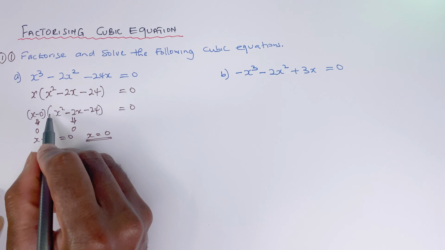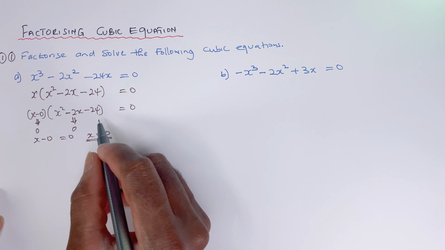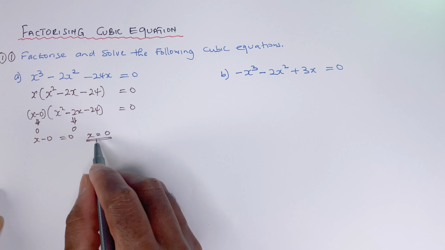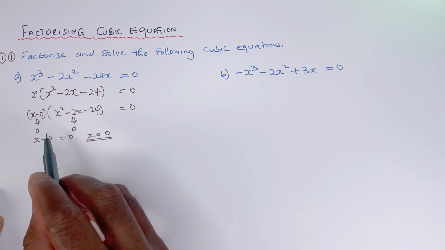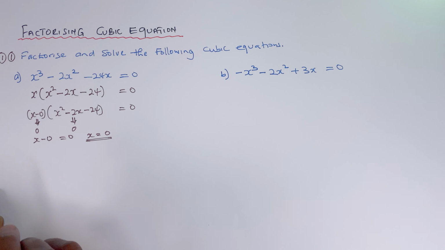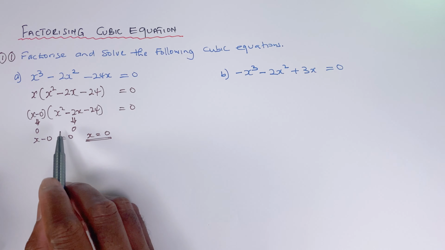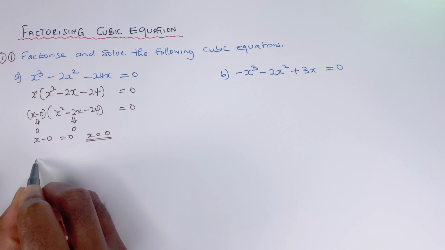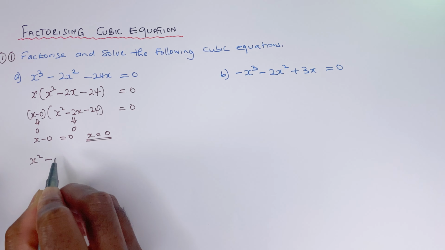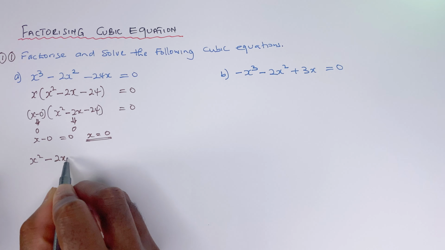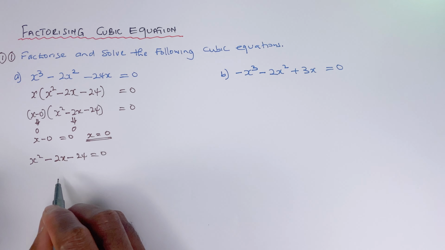But the second bracket is a quadratic. So I found one factor, and the factor is x minus 0. x minus 0 is x. So a factor is x. And the second bracket is a quadratic, which means I need to solve that quadratic. That is x squared minus 2x minus 24 equal to 0.